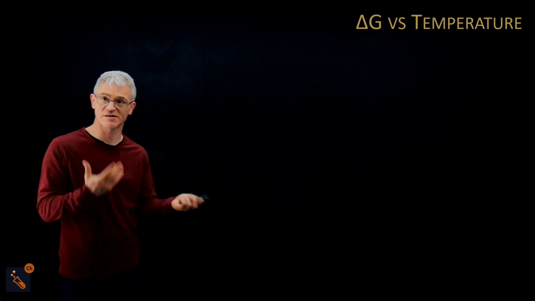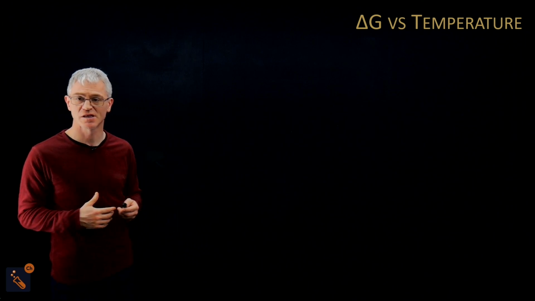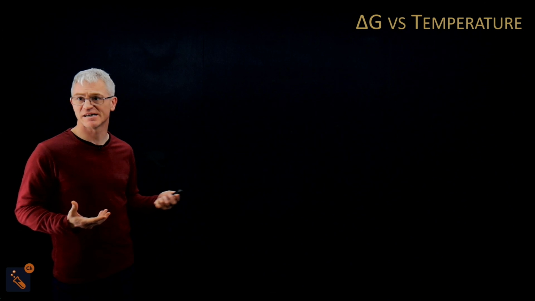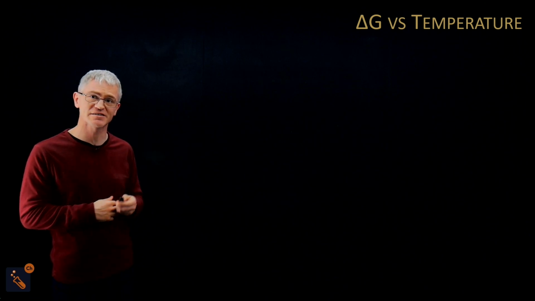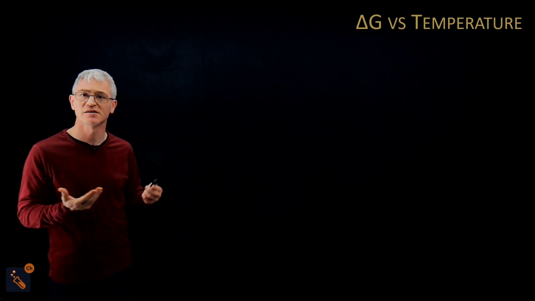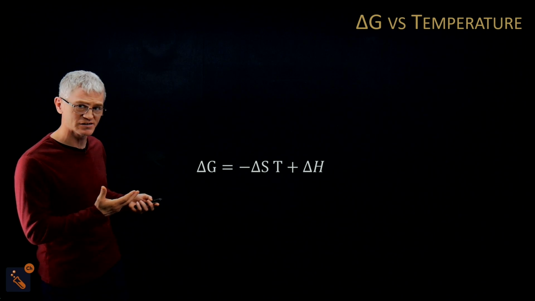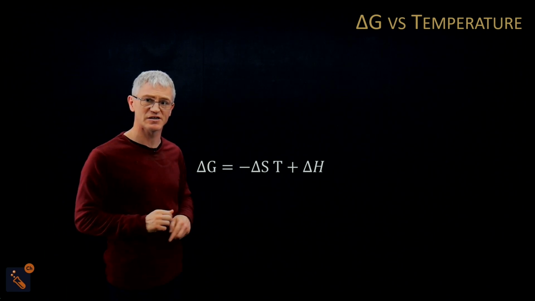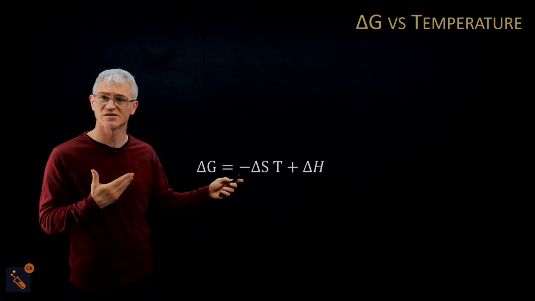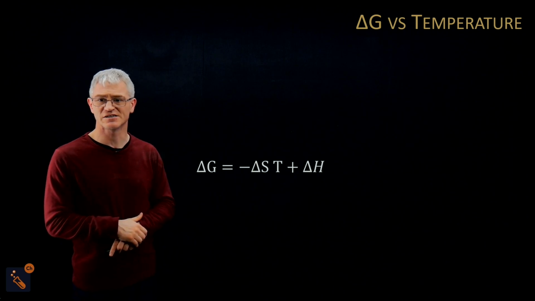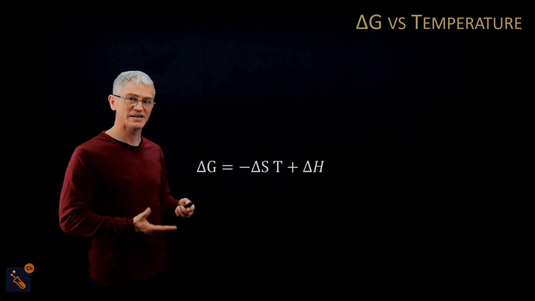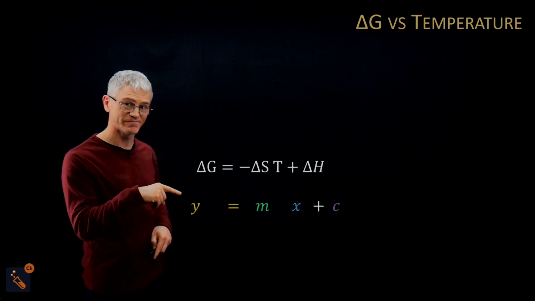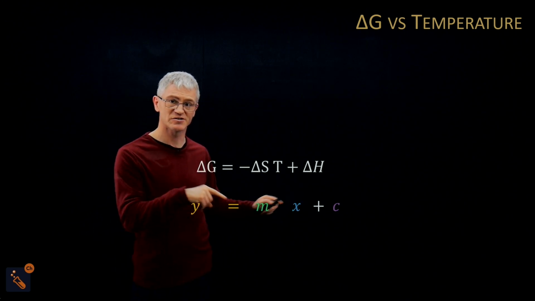So what they decided to do is make it difficult by adding some maths in there, and for us people who aren't mathematicians like me, that makes it harder, okay? So delta G versus temperature. They plotted the delta G equation in one of the exams as delta G equals minus delta S T plus delta H. That's a rearrangement of the delta G equation, and it's a rearrangement in this fashion: y equals mx plus c.